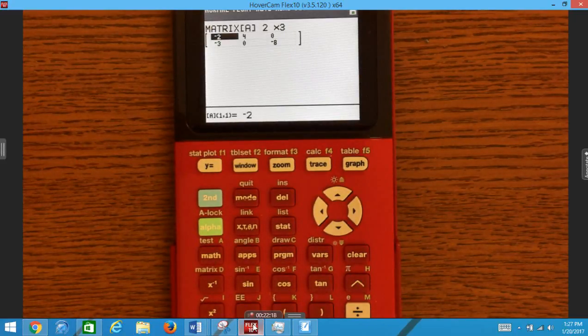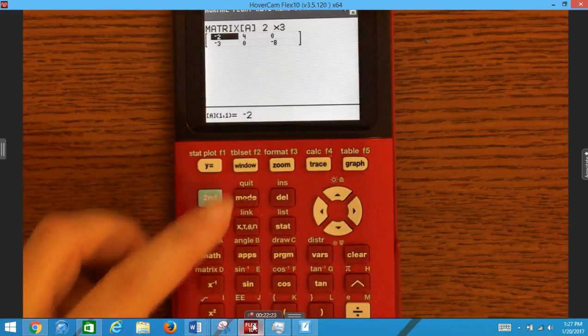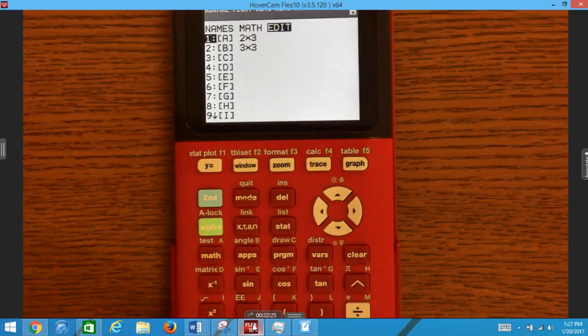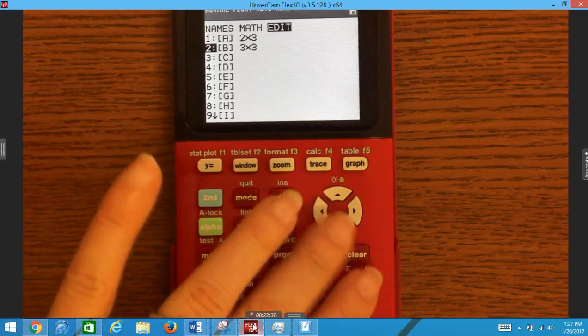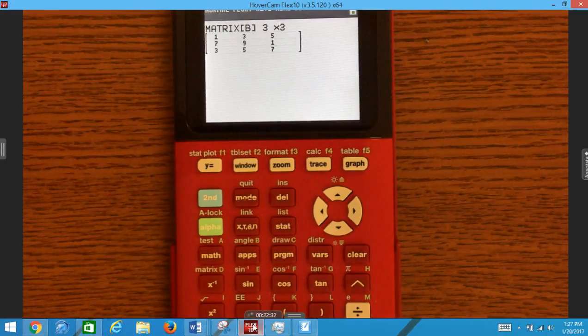Okay. So we've entered in matrix A. Now let's enter in matrix B. So go back to matrix, second matrix, go over to edit, and let's change B. So let's change number 2. And it needs to be a what by what? 2 by 2. And we'll type in 1, -1, 2, -1. Now what are we trying to do with matrix A and matrix B? We need to multiply them.